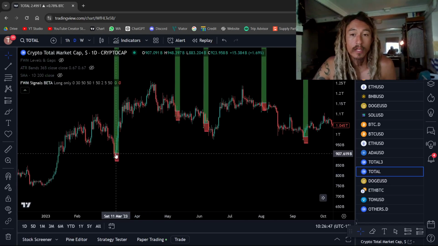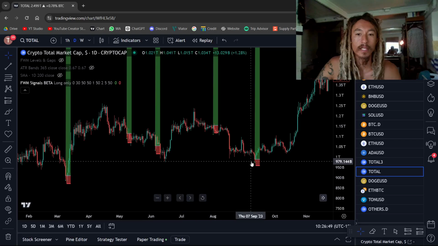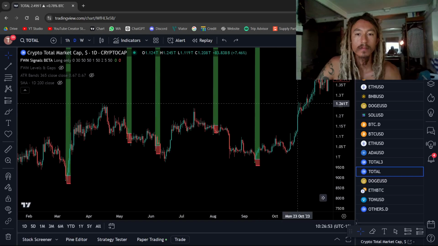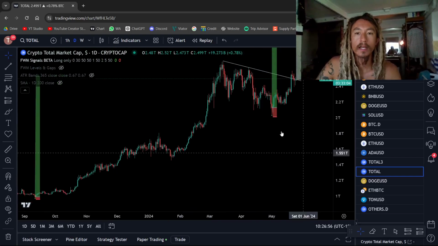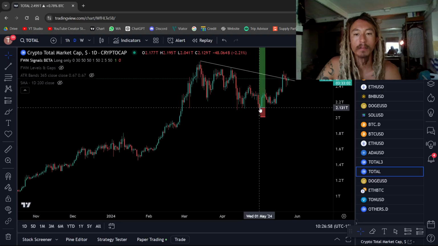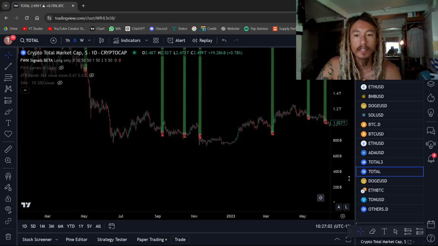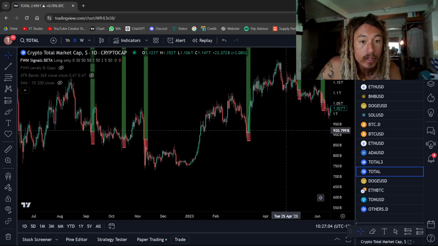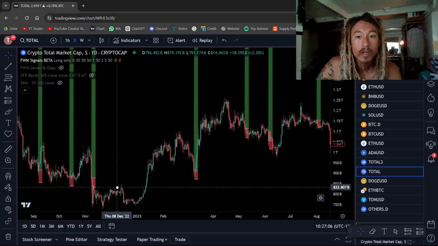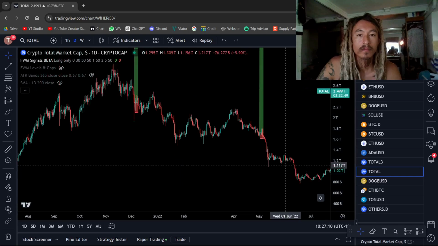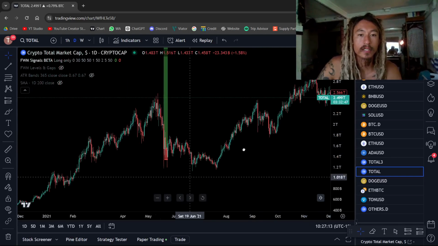Bought the March 23 dip perfectly. Bought the September dip perfectly. And bought the May dip. Had some losing entries. A couple losing entries with stops. A couple more losing entries.